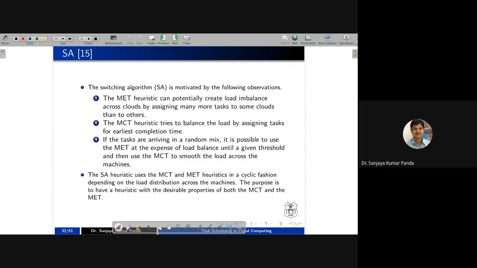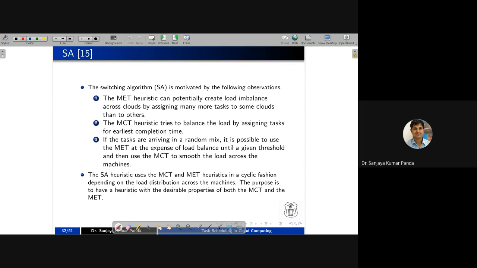Similarly, if you go for the MCT heuristic, it tries to balance the load by assigning the task to the earliest completion time. That's why load is balanced. If you go for a large data set, sometimes you can find MET is better than MCT, sometimes MCT is better than MET. But what we have observed till now is that MET is creating a load imbalance problem, and MCT is balancing the load by considering the earliest completion time.